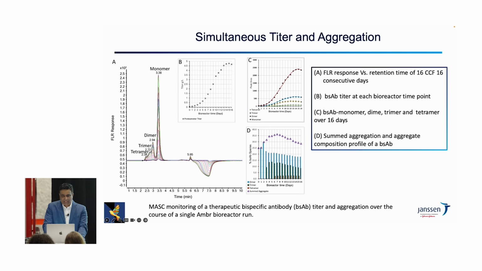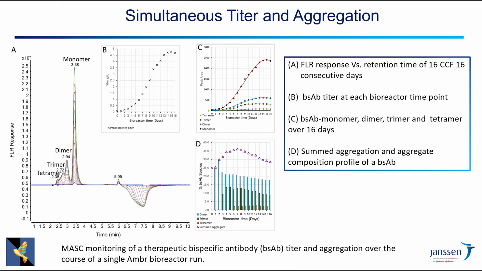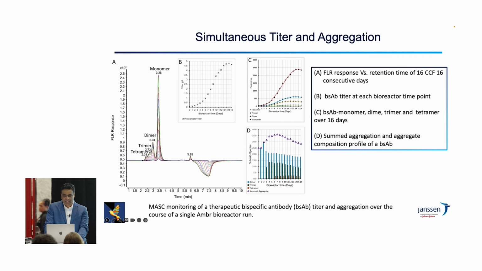So this is the result we get for the 16 days, and you can see we can determine the monomer, dimer, trimer, tetramers within a 10-minute runtime. And then off of a calibration, we can determine the titer, which is shown in B in the inset for all 16 days. We can also obtain the peak areas of the dimer, trimer, and the tetramer, and at the bottom of that, we can calculate or estimate the amount of aggregates that are formed as individual species or as the sum of all those species, which we call the sum aggregation.